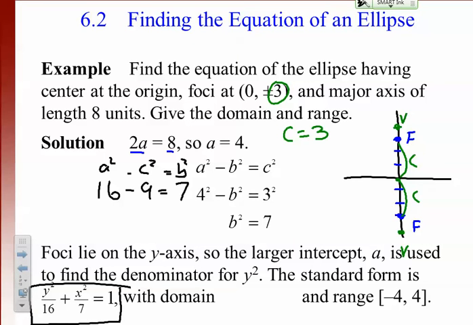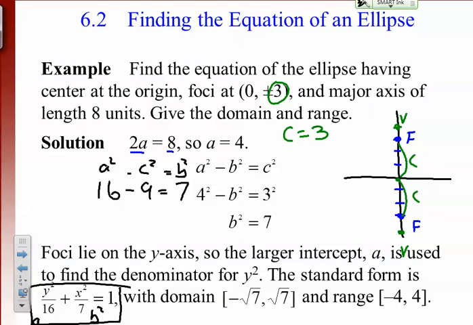The a is going to go with the y because that's bigger. The major axis goes with the one that is horizontal, so that's why I'm going to put the a squared there, and the b squared is going to go with the 7. Okay, so I've got my axis, my equation, and the domain.